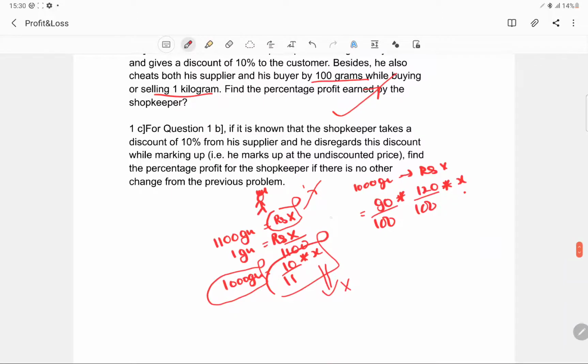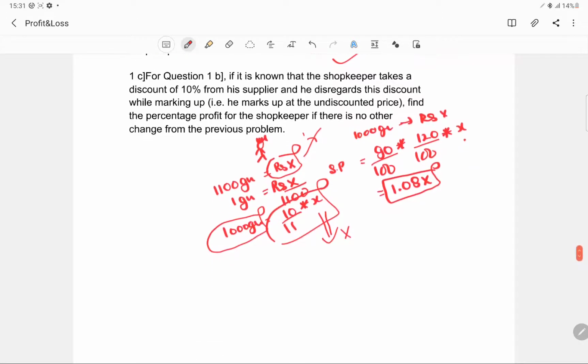So this was actually the selling price that he was taking, and this was nothing but 1.08x. Okay, now this was fine. Find the profit. See this: 1000 gram actually cost him 10 by 11 of X, but did he sell 1000 gram? No, he sold only the 900 gram.